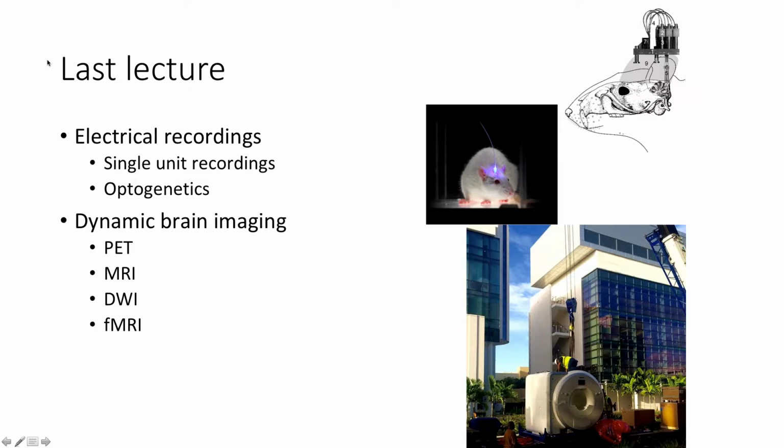So here you can see a part of single unit recordings where you have a little drive that you drive down into the brain. Here you can see a picture of optogenetics where this cute little rat has a light attached to it, and there it can turn on and off brain regions. And here you have the MRI scanner, which is at FIU at the MMC campus.